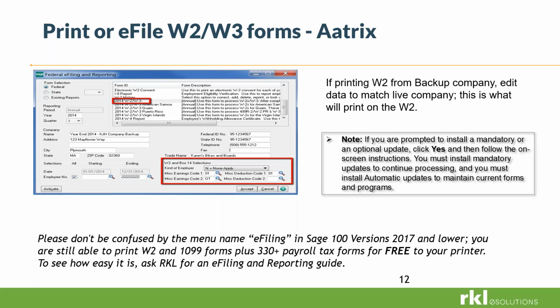Now, even though this task in 2017 and lower is called e-filing, it's not really just e-filing. You can print these forms from your printer. It's e-filing and reporting. And in version 2018, the name has been changed to federal and state tax reporting.